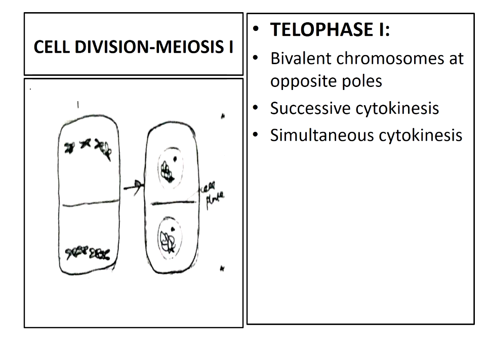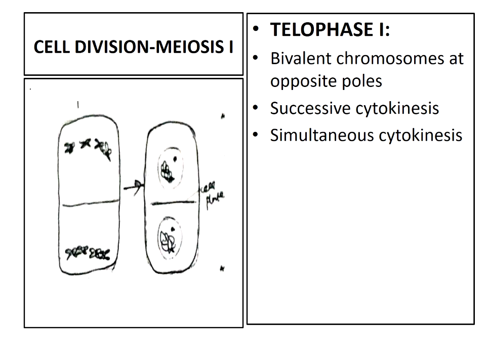So the last one is telophase first. The last stage of meiosis first is telophase first, and during this stage the bivalent chromosomes become arranged at the opposite poles. The chromosomes show uncoiling and decondensation and form a network-like chromatin. So here we are going to observe the chromatin networks. And the nuclear membrane reappears, the nucleolus also reappears.